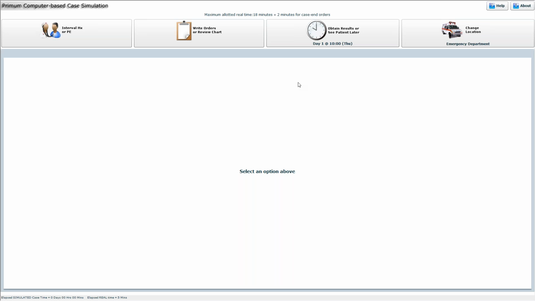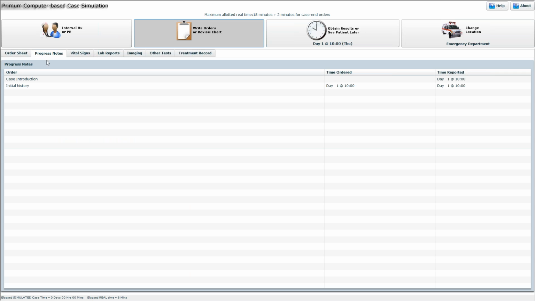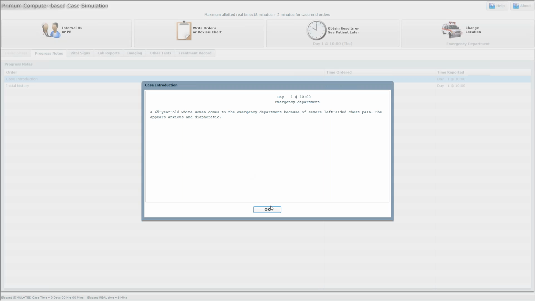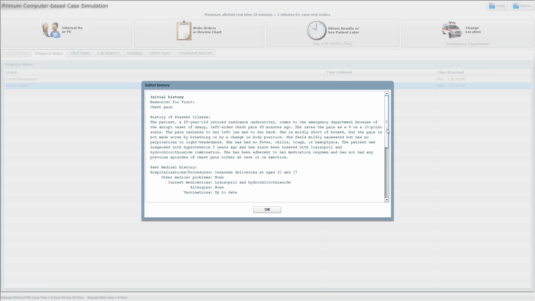So what is this? This is chest pain that started 45 minutes ago, excruciating, in a woman, with a blood pressure of 190 over 90. If you don't remember what's going on there, and if you don't remember the vitals, it's always on the screen. You can go back to case introduction and see how she came in. You can go back to initial history and check the whole history there.